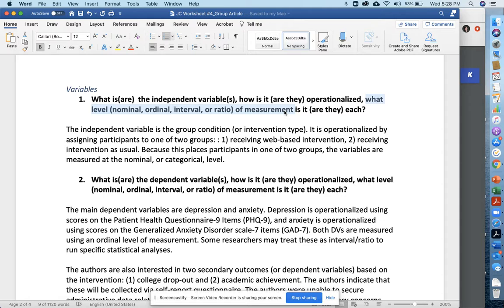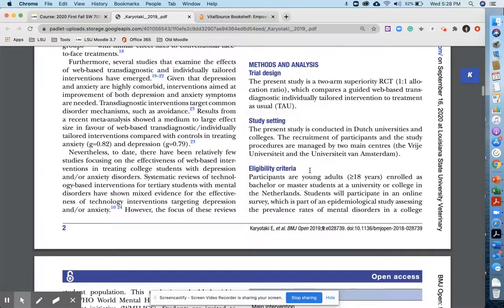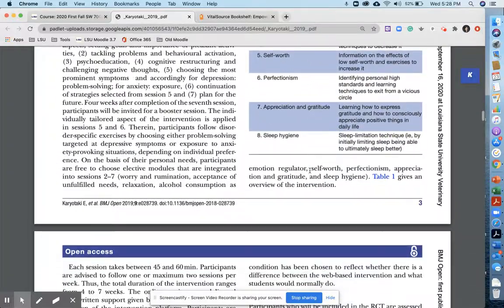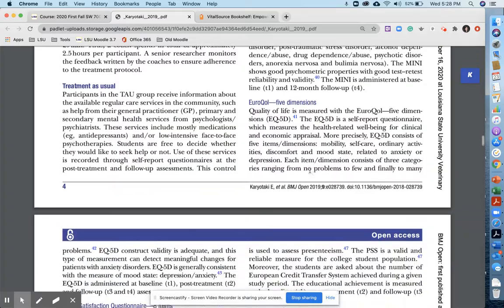So, in this particular article, we'll flip back to the article. We can find this information about independent and dependent variables if we scroll to the data analysis section. So, we're going to keep scrolling.